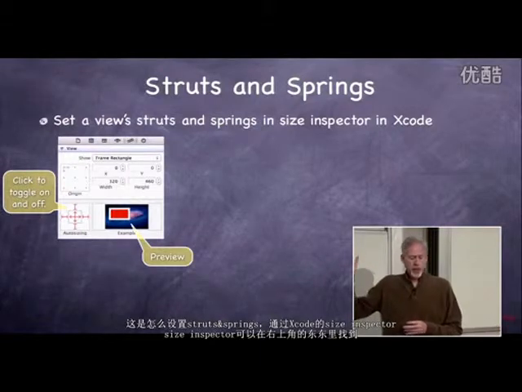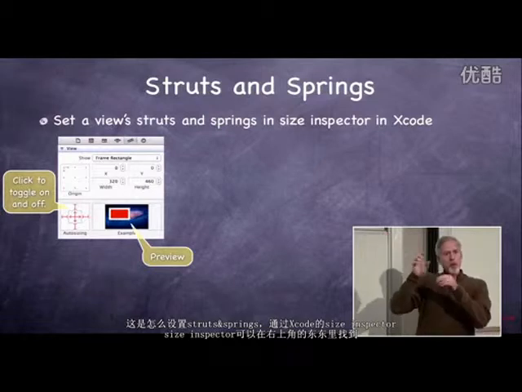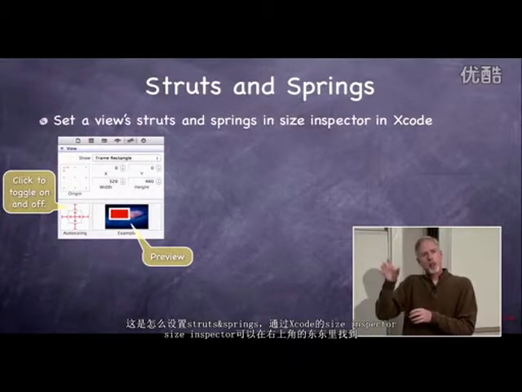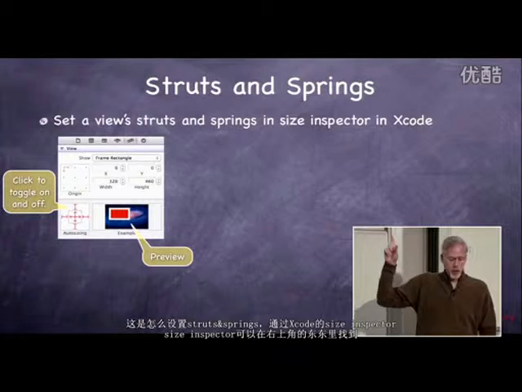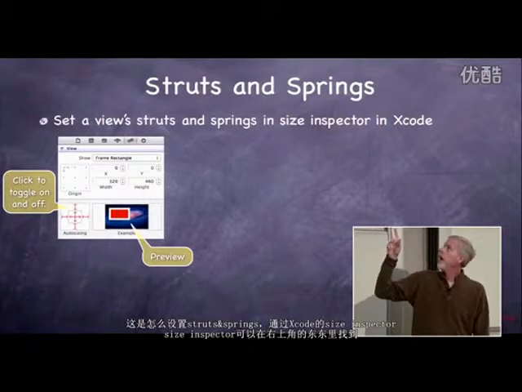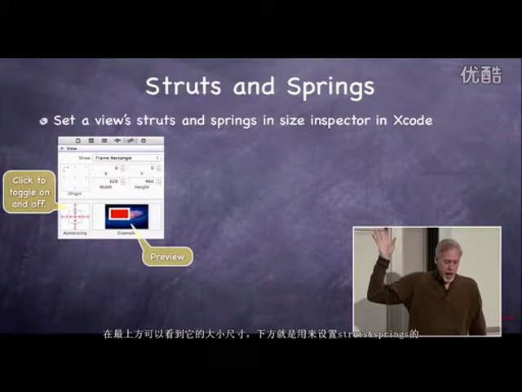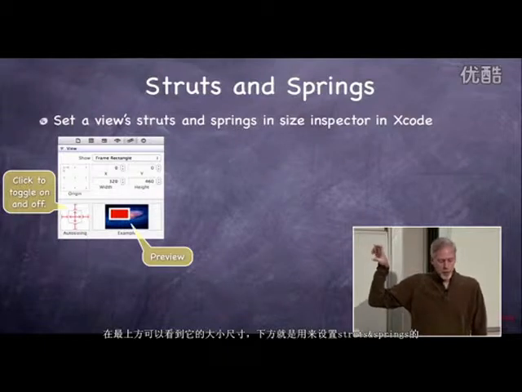You set them with the size inspector in Xcode. This is in the upper right-hand corner, if you have the right-hand utilities area showing. You can see the little icons on the top for the identity inspector, attributes inspector. So we have the size inspector selected here. At the top of this, you can see the size, and then at the bottom, there's this thing that lets you set the struts and springs.